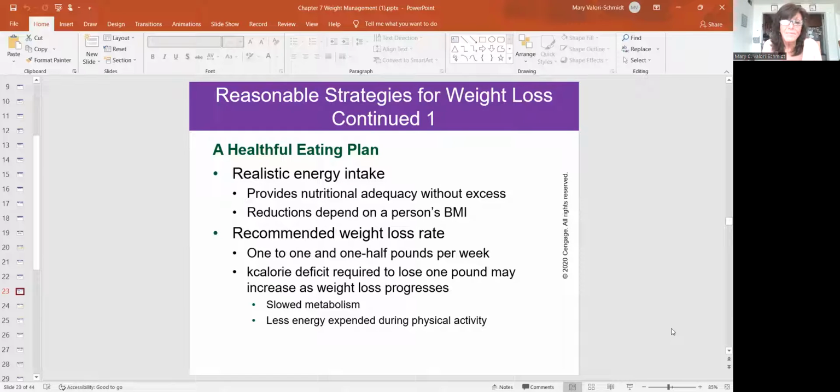Metabolism, if your metabolism is slower, if you're not expending enough energy during physical activity, those are problems, right? So you need to be slow and steady. Like, think of it as a gradual uptick, right? So in other words, I'm going to increase my exercise, my physical activity. I'm decreasing the amount of kcalories that I take in, but it's got to be slow and steady.